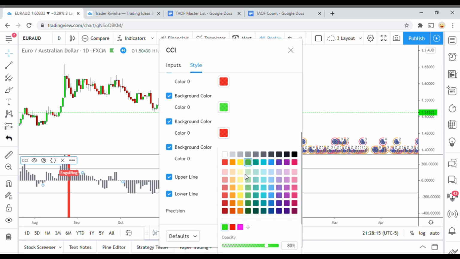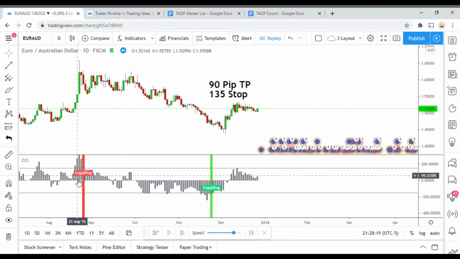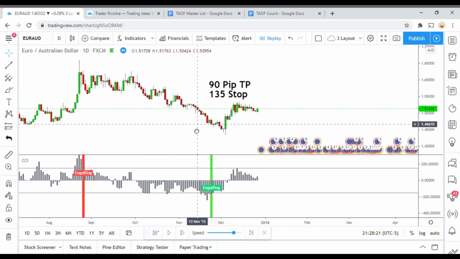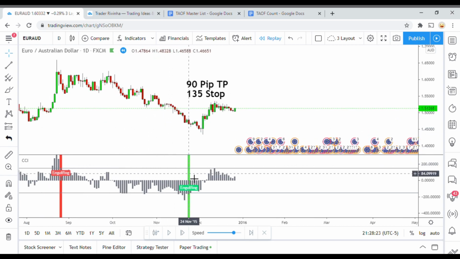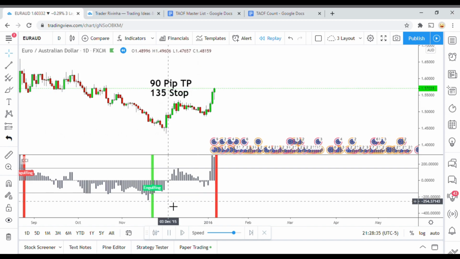I mean, that's really what we're looking for more than anything. So now you can see that they stand out really well. So when we get a green signal, green background, that is a signal to go long. When we get a red background, that is a signal to go short. That's how we will be testing it today.